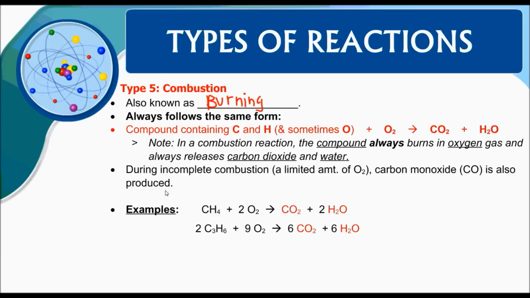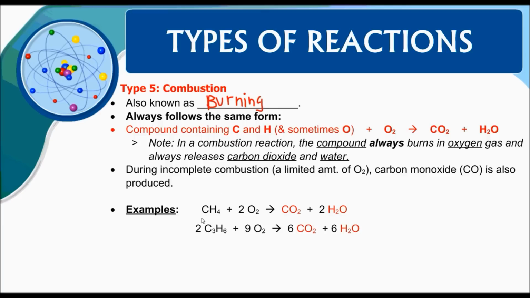The last type of reaction we're going to talk about is the combustion reaction, also known as burning. It's always going to follow the same form. So you have a compound containing carbon and hydrogen. Sometimes it'll have oxygen. This compound is called a hydrocarbon because it contains carbons and hydrogens, plus oxygen, and you'll yield carbon dioxide and water, always. In a combustion reaction, the compound always burns in oxygen gas and always releases carbon dioxide and water. During incomplete combustion, there's a limited amount of oxygen. Carbon monoxide will be produced instead. So that is a possibility in an incomplete combustion reaction.